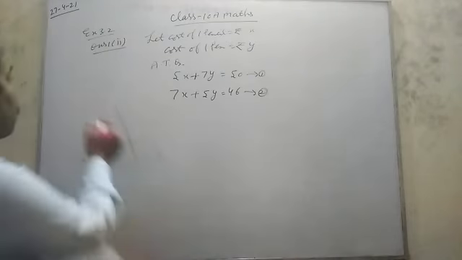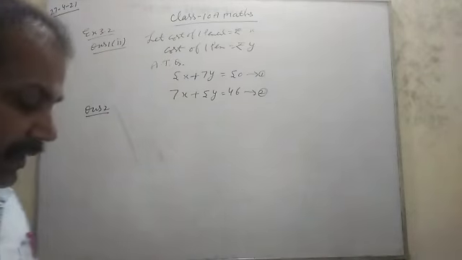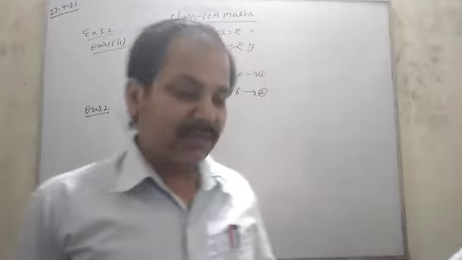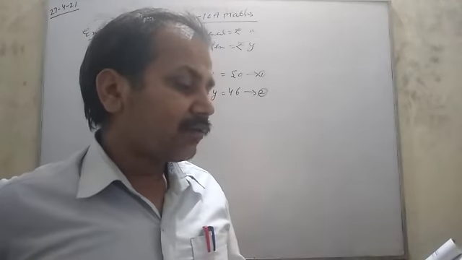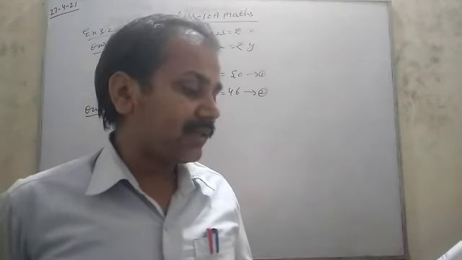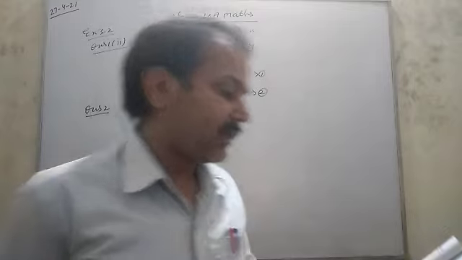Then question number 2. On comparing the ratios a1 upon a2, b1 upon b2 and c1 upon c2, find out whether the lines representing the following pair of linear equations intersect at a point, or are parallel, or coincident.